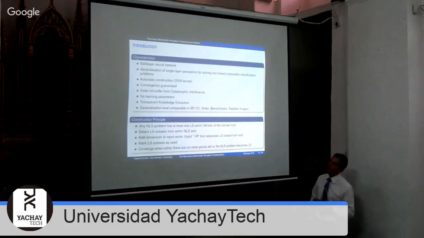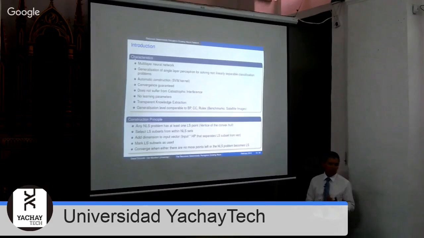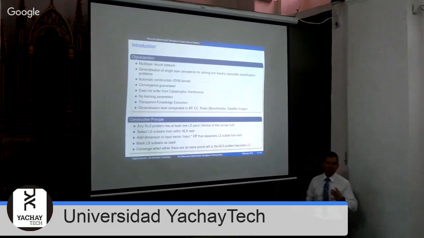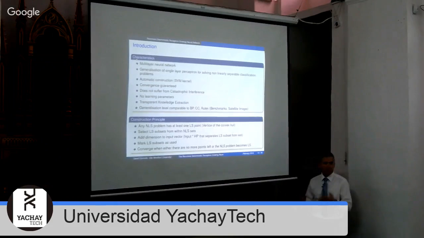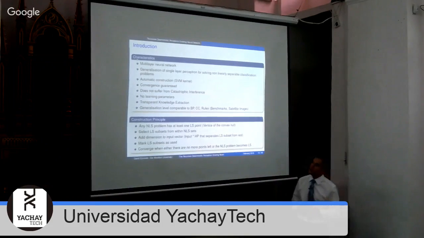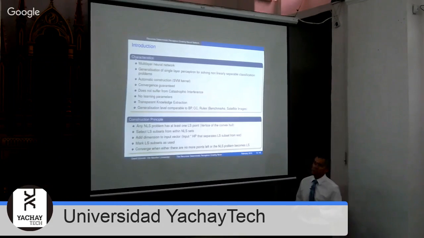There are no learning parameters. If you go back to backpropagation, for instance, we have the learning rate, and depending on how low you go, you will be able to jump over the minima or the global minima, or you might get stuck in local minima. Another advantage that we have in here is in terms of knowledge extraction.